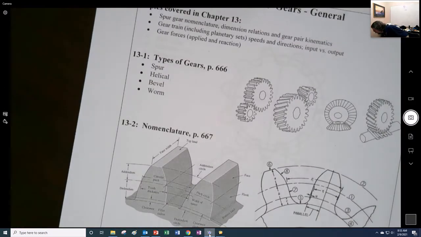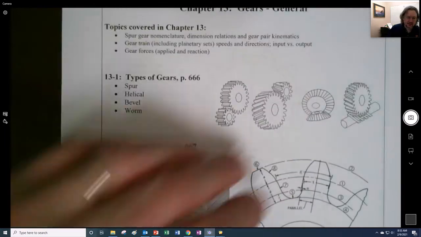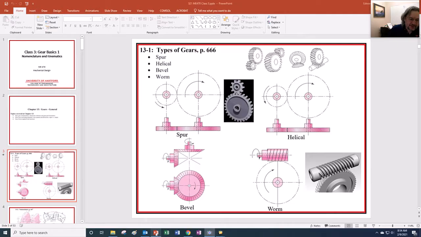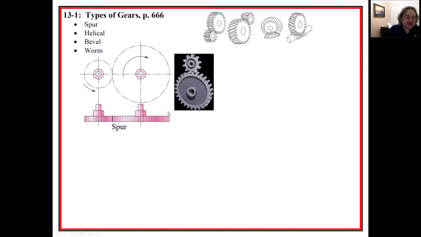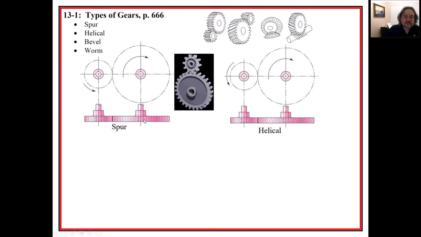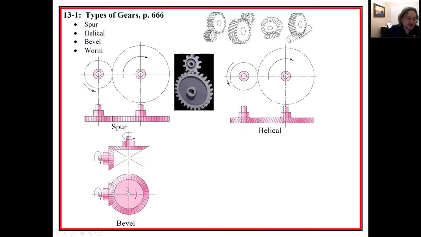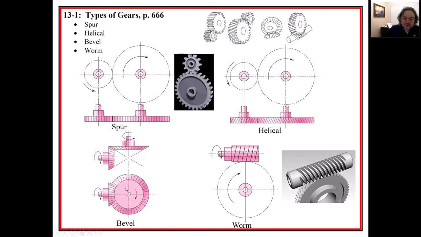I have nice little pictures of these in my slideshow right here, where you see here's your spur gear, and there's the difference depicted there is your helical gear. Here's your bevel gear, and then there's your worm gear. I thought that one was an animation.